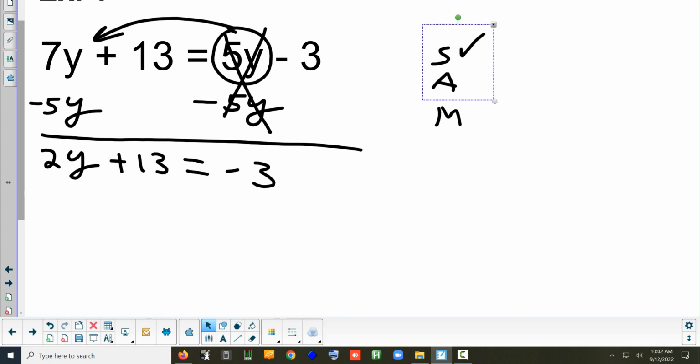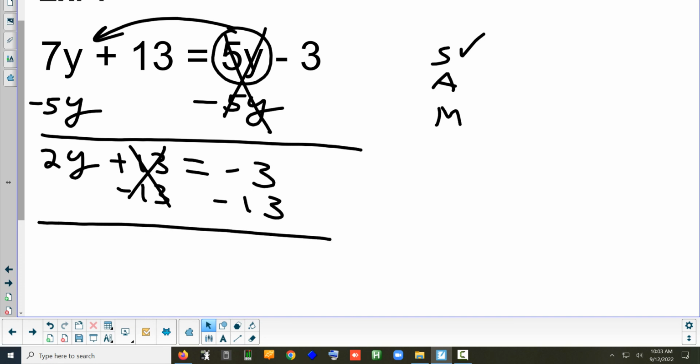We just did some subtraction. Does anybody see any more addition or subtraction we still need to do? Yes? Anyone? Subtracted 13. Yes. We want to get y by itself. But before we can get rid of the 2, because that's going to be under the multiply or divide step, we still have more adding and subtracting. So in this case, just like Finnegan said, minus 13 from both sides.